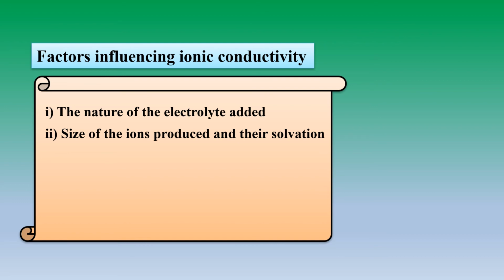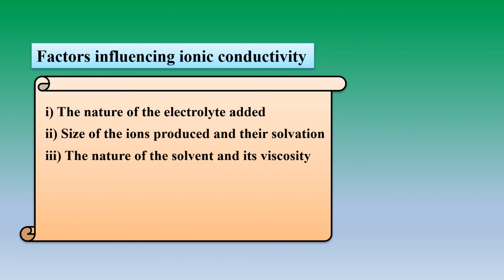The second one is the size of the ion produced and their solvation. Depending upon the size of the ion, if the ionic size is less, then the movement of the ion will be easy, so the conductivity also increases. Third one is the nature of the solvent and its viscosity. If the solvent is polar, then more ionization takes place, so the ionic conductivity increases.